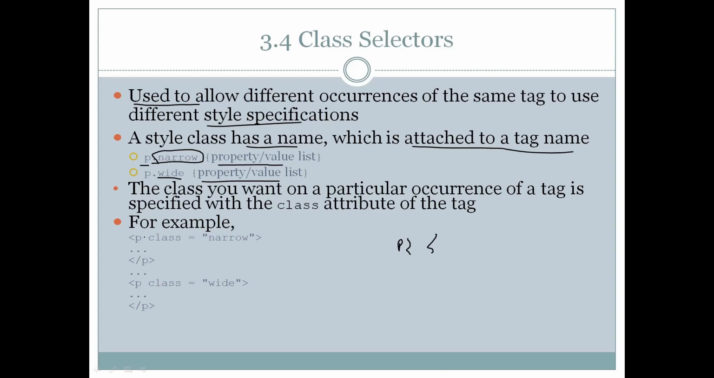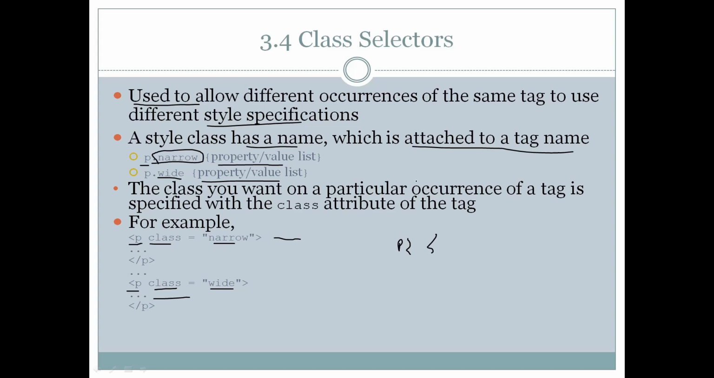For example, in the HTML code we have p, and if I want to apply the narrow class, I have to say class equals narrow. Then the p may have some content, and this narrow class's details will be applied to the first paragraph tag. In the same way, if you have another paragraph tag, you can apply the class wide to it, and its properties and values will be applied to the content of the second paragraph tag. Now we will go through an example to understand this.